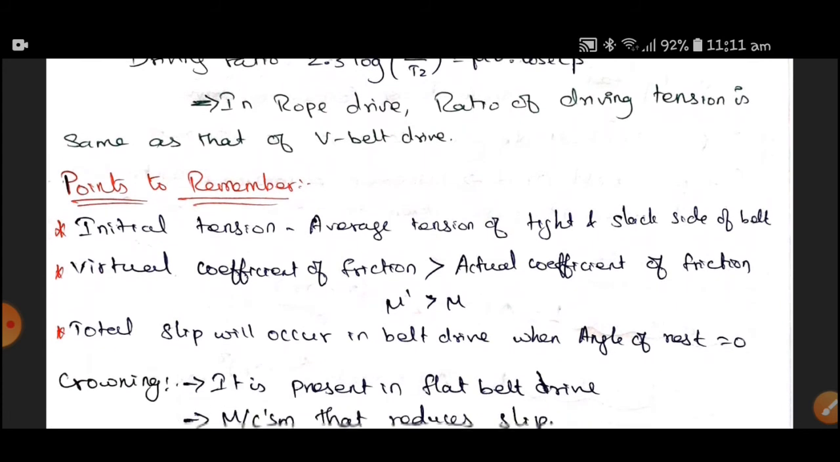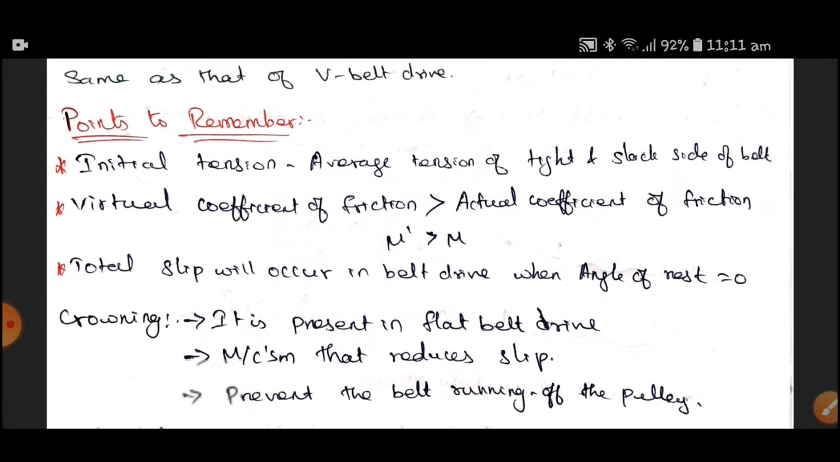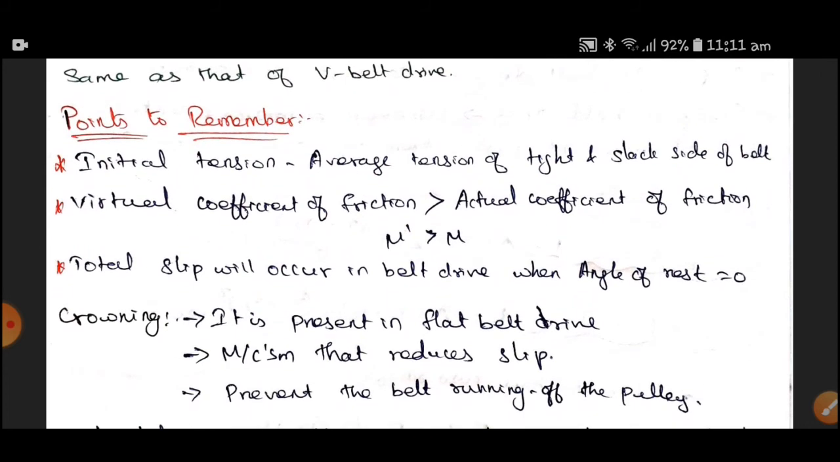And we follow these points to remember: the initial tension is the average tension of the tight and slack side of the belt. And next one, virtual coefficient of friction is always greater than actual coefficient of friction. That is, mu dash is always greater than mu. The total slip occurs on the belt drive when the angle of rest is equal to 0.